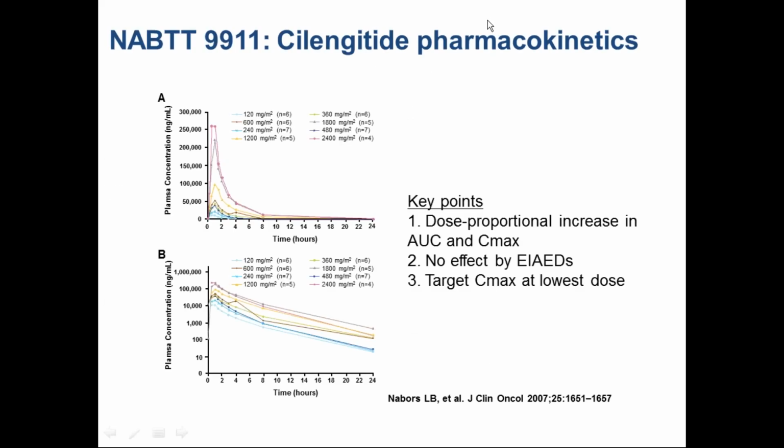We collected pharmacokinetics. We wanted to better understand how the drug was behaving in humans. We knew from preclinical studies the dose that we felt like we needed to get to. That was defined as the Cmax, the maximum concentration of the drug. If we got that amount in your blood, then we would be inhibiting our target based on our preclinical studies. So we were able to show that there was a dose proportional increase in these PK parameters, area under the curve, and Cmax. Seizure medicines didn't affect it, but the target Cmax we were hitting with the lowest dose of the drug.